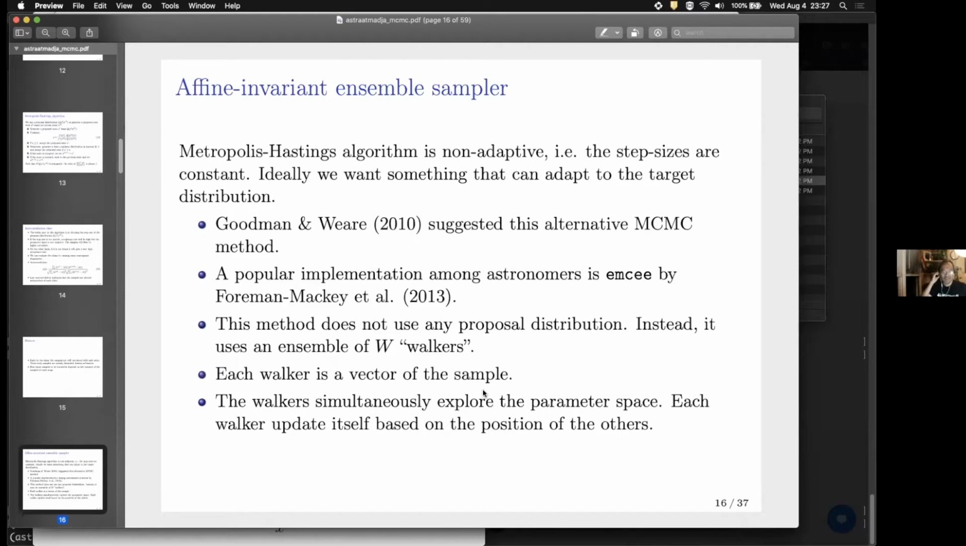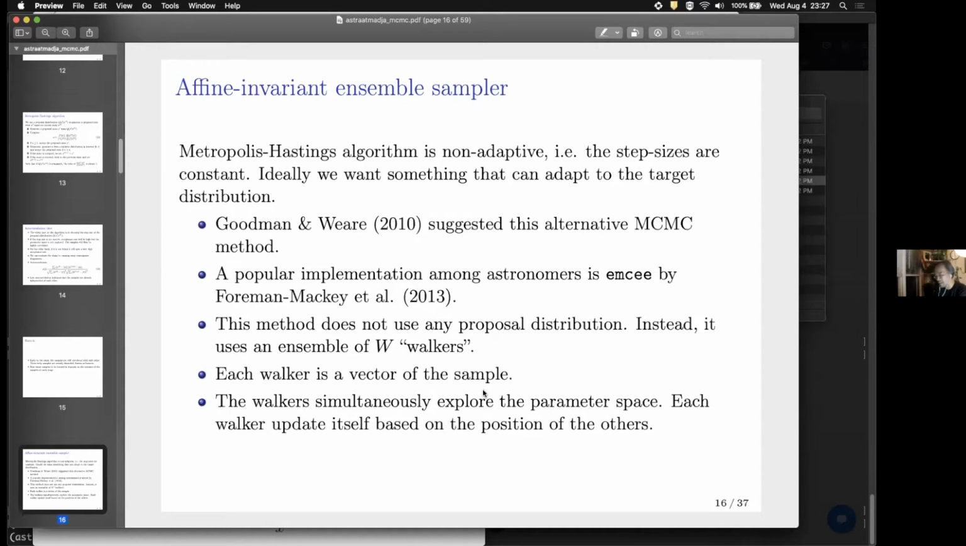Right, and finally, we'll talk more about the affine invariant ensemble sampler. We've seen all of the previous methods. They all depend on the proposal distribution, so this is what they call non-adaptive. The step size is totally driven by the proposal distribution, and it doesn't really change over time.